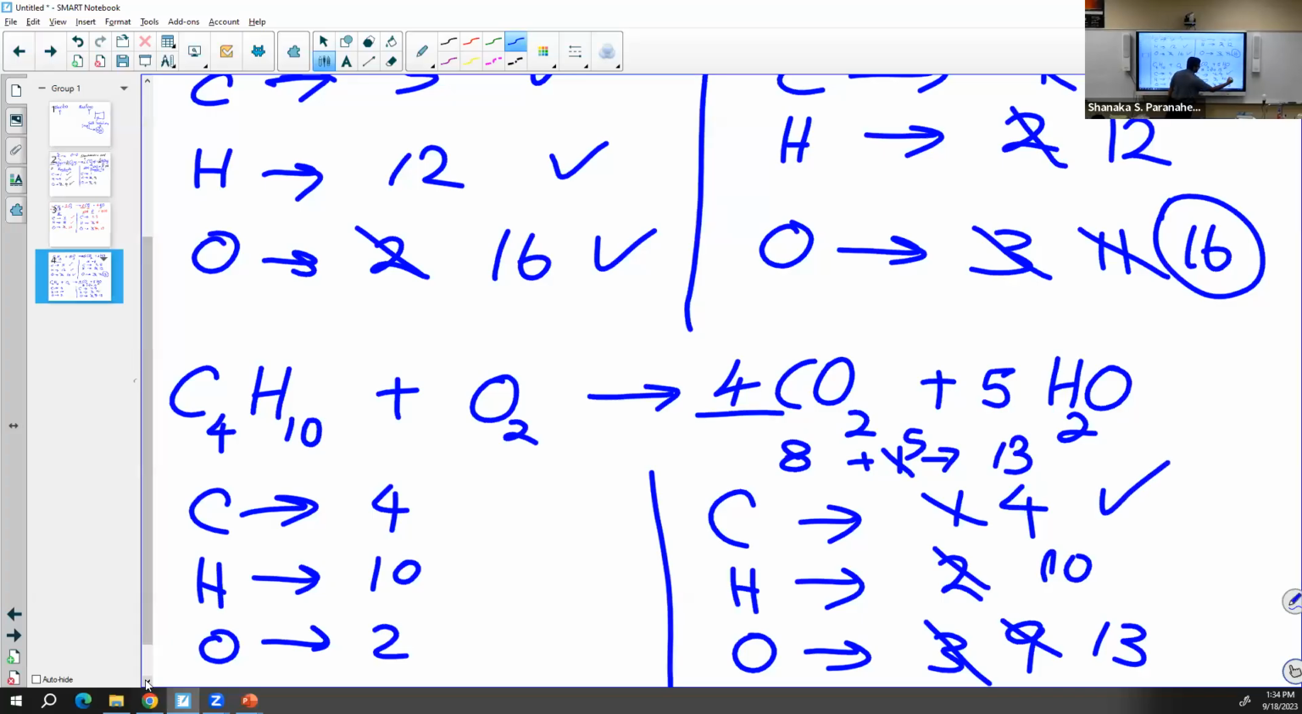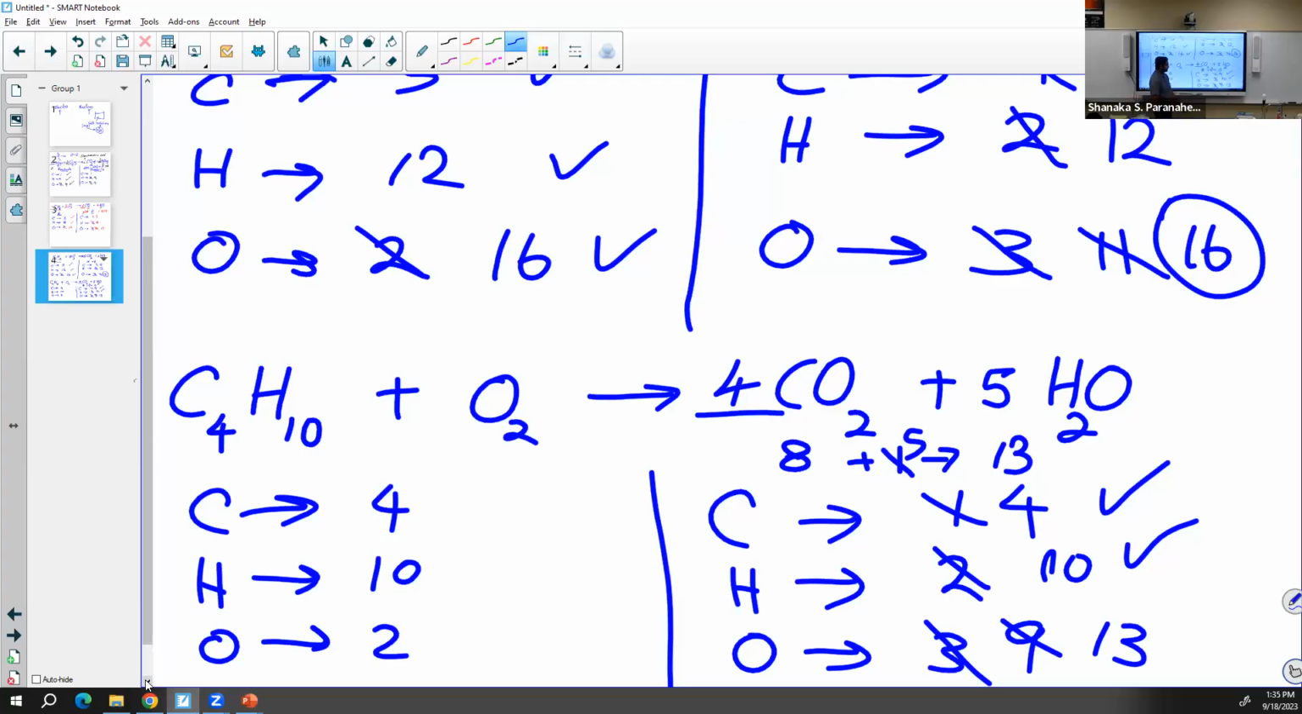So we balanced carbon, we balanced hydrogen. Now the new number of oxygen, 13. So how do we get 13 oxygen from this? Do we put 2 in front of C4H10 and go back through the whole process? Exactly. Yes. So now we can see this side is always going to be even. 2, 4, 6, 8, like that.